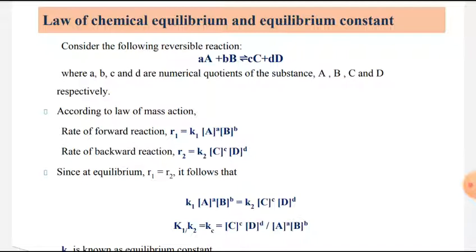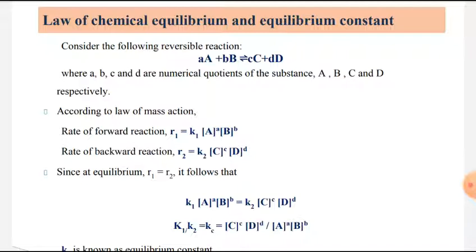The rate of backward reaction may be given by R2, which will be equal to K2 times the concentration of C multiplied by the concentration of D. Here small c and d denote the number of moles of products C and D.